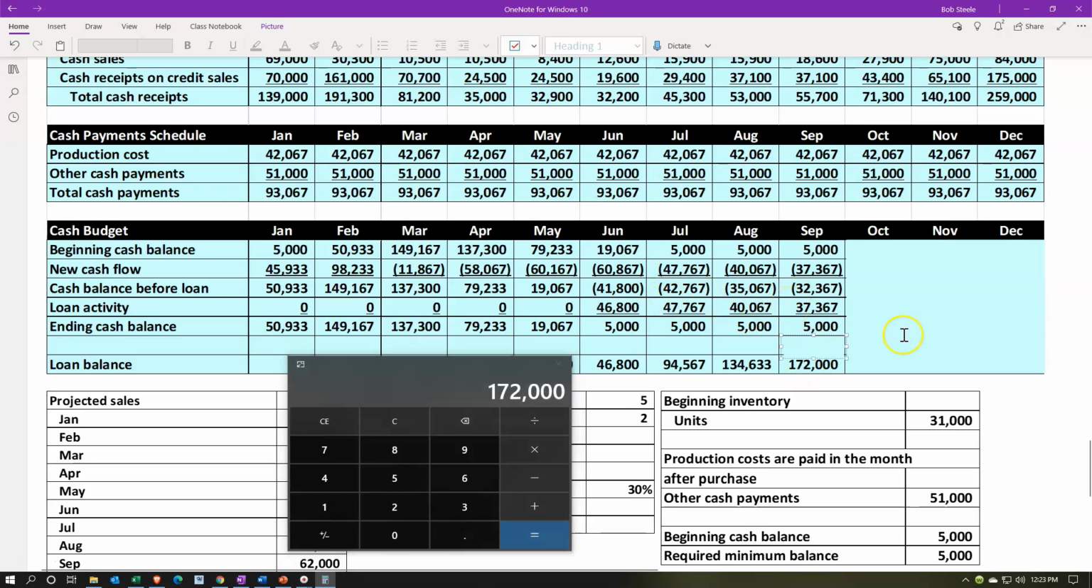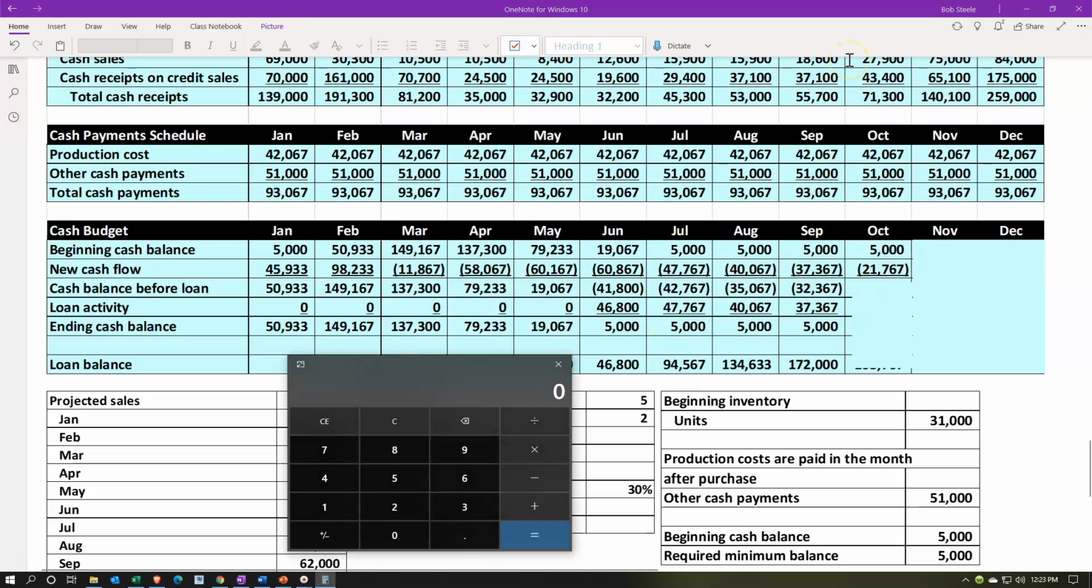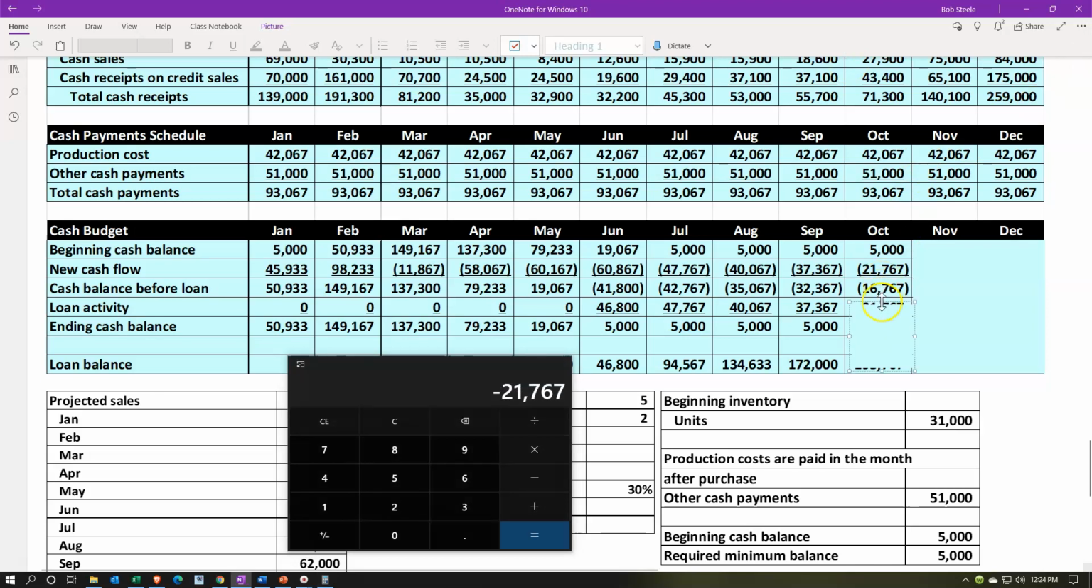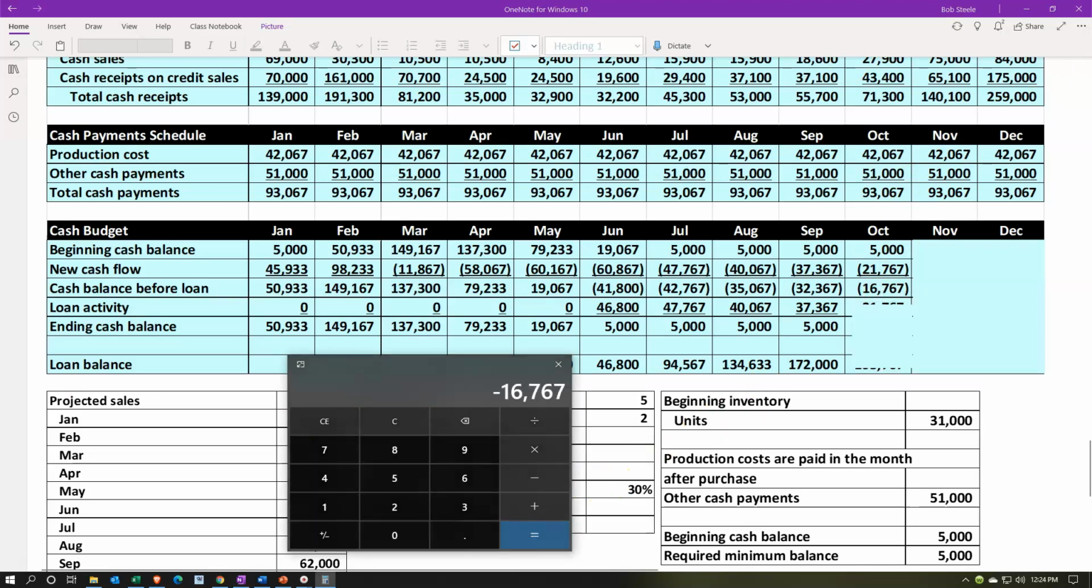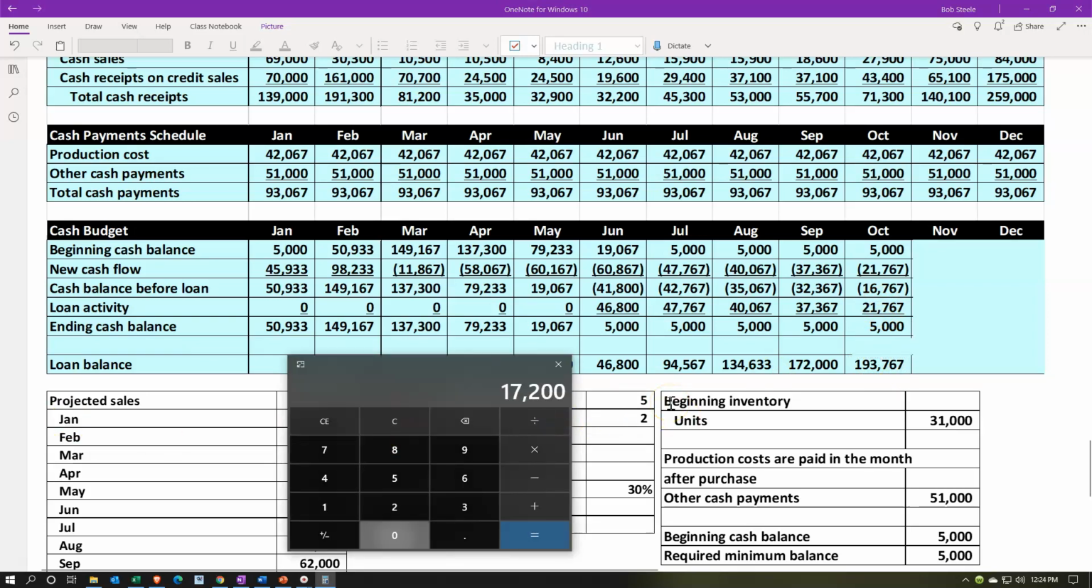October, we're still on a negative cash flow in October, but November, that's when everything's going to work out for us, hopefully. So we've got the beginning balance plus the change here, so we're still on the negative 71,300 minus the 93,067. So we're on the negative cash flow plus the 5,000. We're at 16,767. I need a minimum balance of 5,000, so minus 5,000. We've got to increase the loan by the 21,767, and then our loan balance was at the 172,000 plus the new amount 21,767.